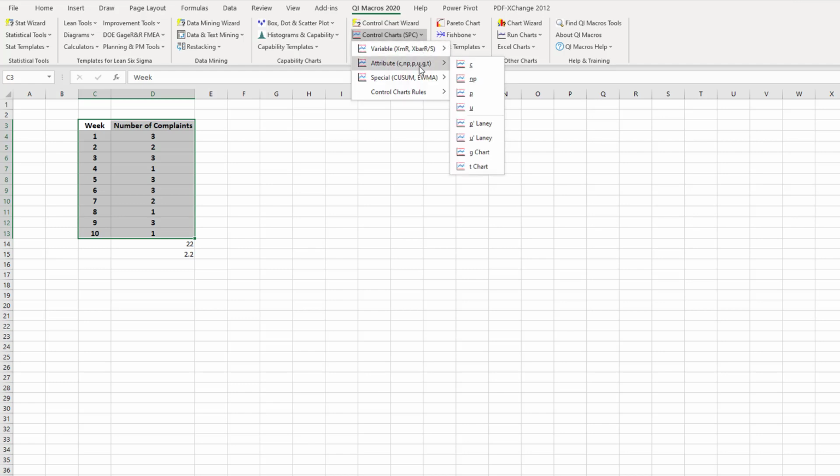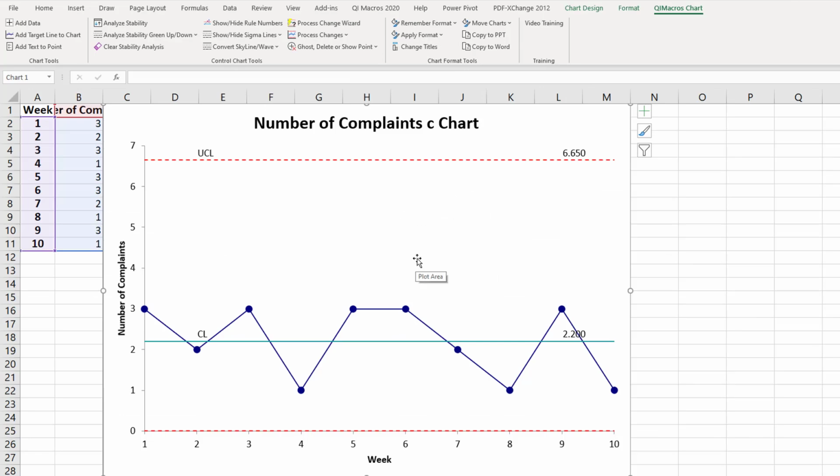In the attribute charts you can see we have the C chart, and we have already used the P chart. Now we are only interested in the C chart. So I will click this, and now you can see this is my control chart, the C chart, for the number of complaints. You can also change this if you want in your work. Our upper control limit is 6.65.